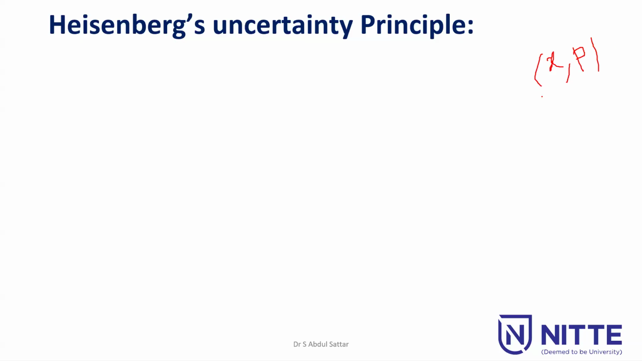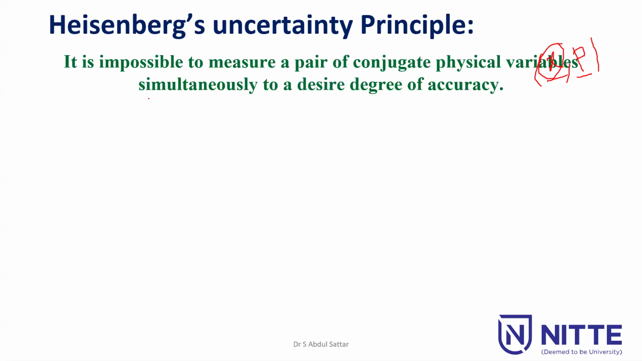That means if you measure x exactly, there is a lot of uncertainty in the momentum. If you measure momentum exactly, then there is a lot of uncertainty in its position. So if you want to measure any one quantity exactly, we get a lot of uncertainty in the other quantity. This statement is given by Heisenberg, known as the Heisenberg uncertainty principle.